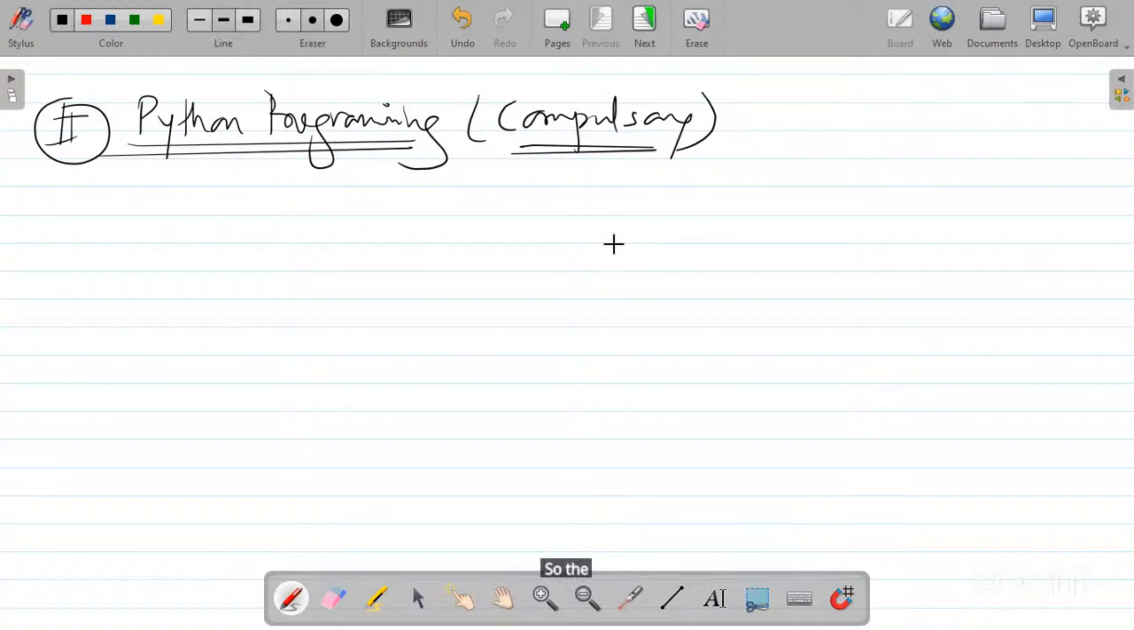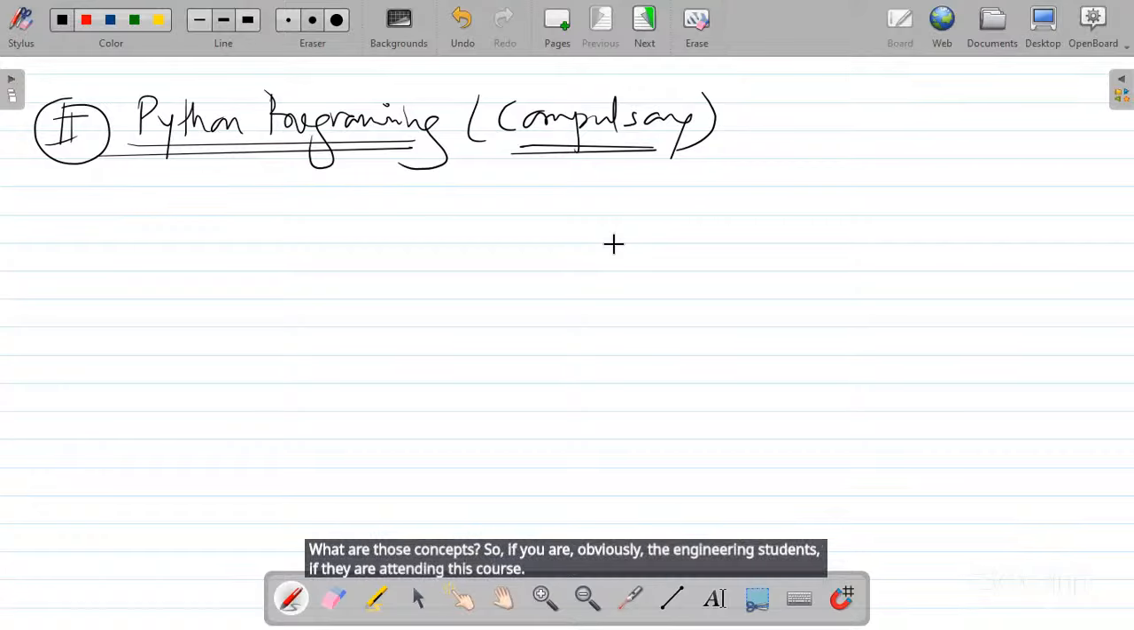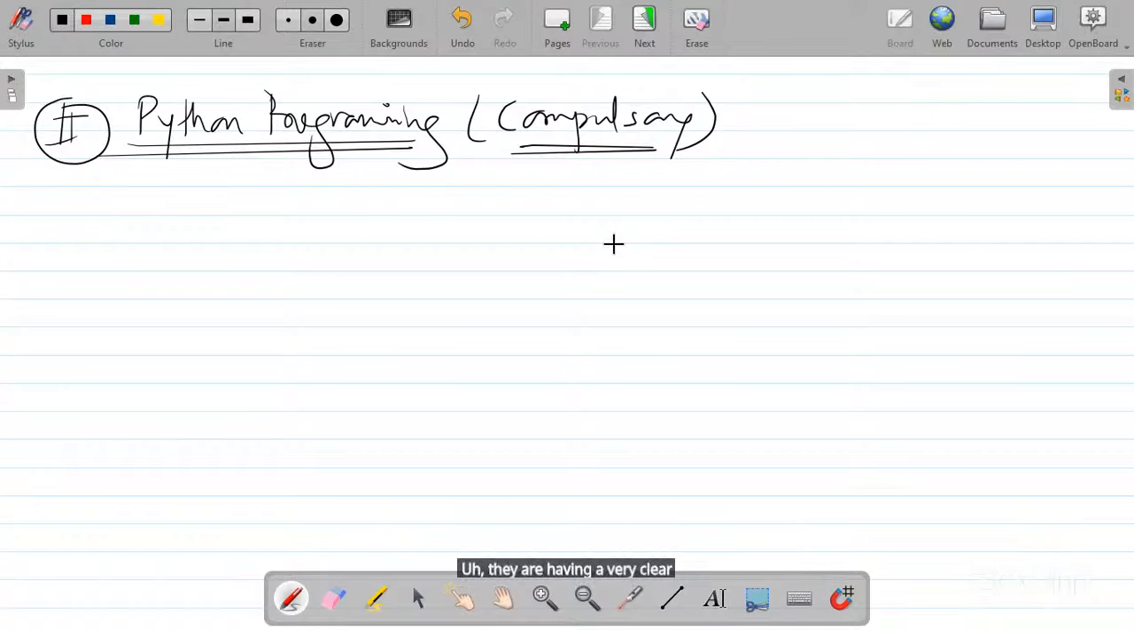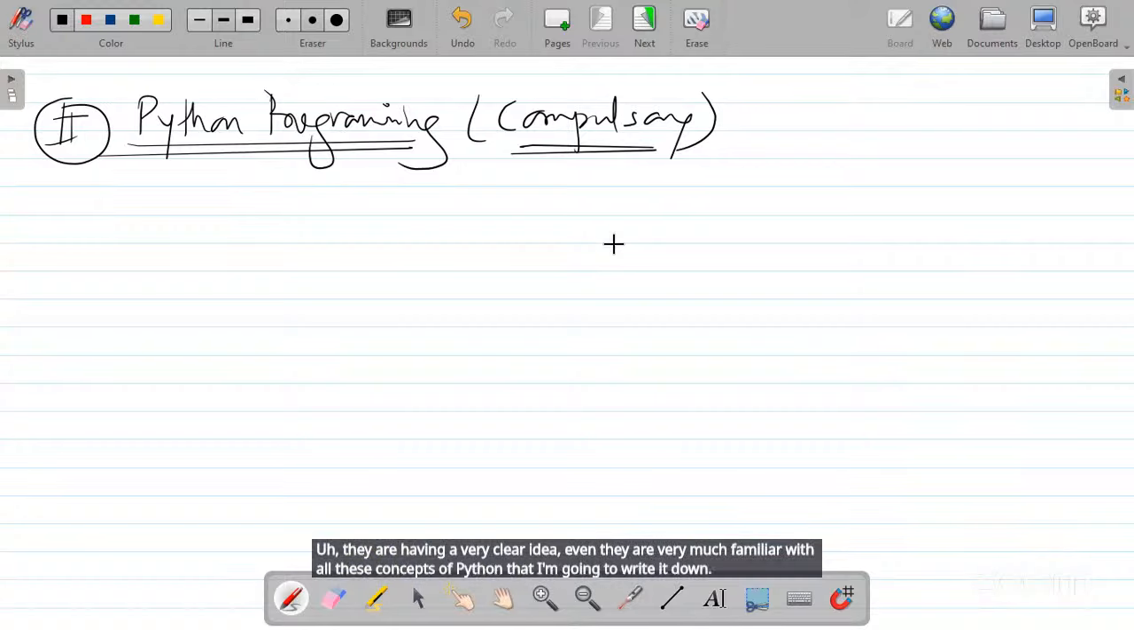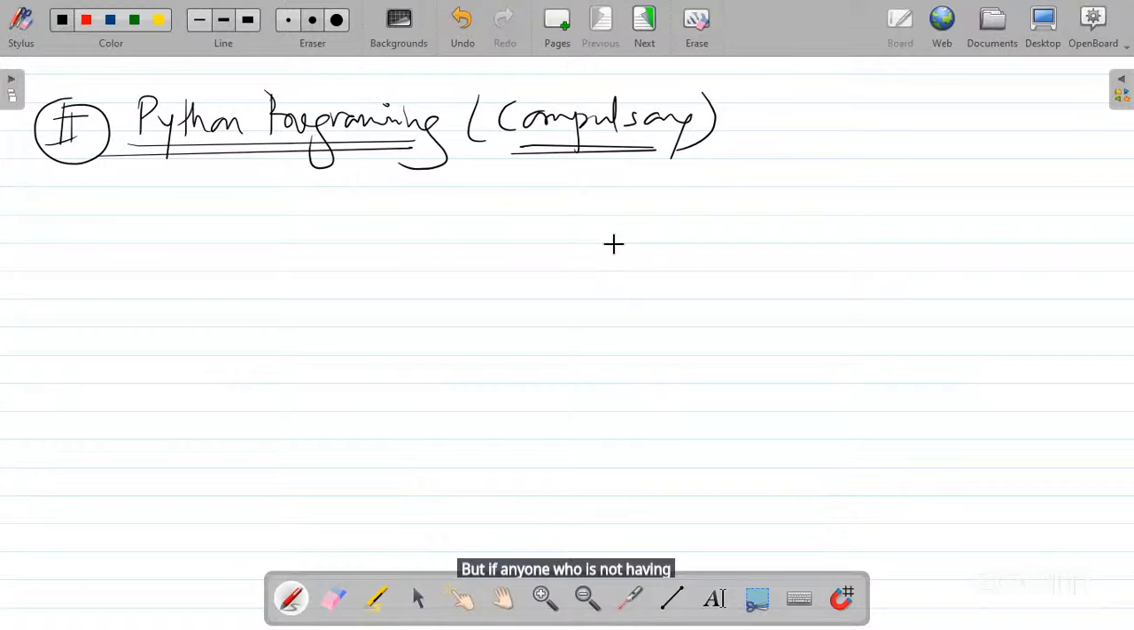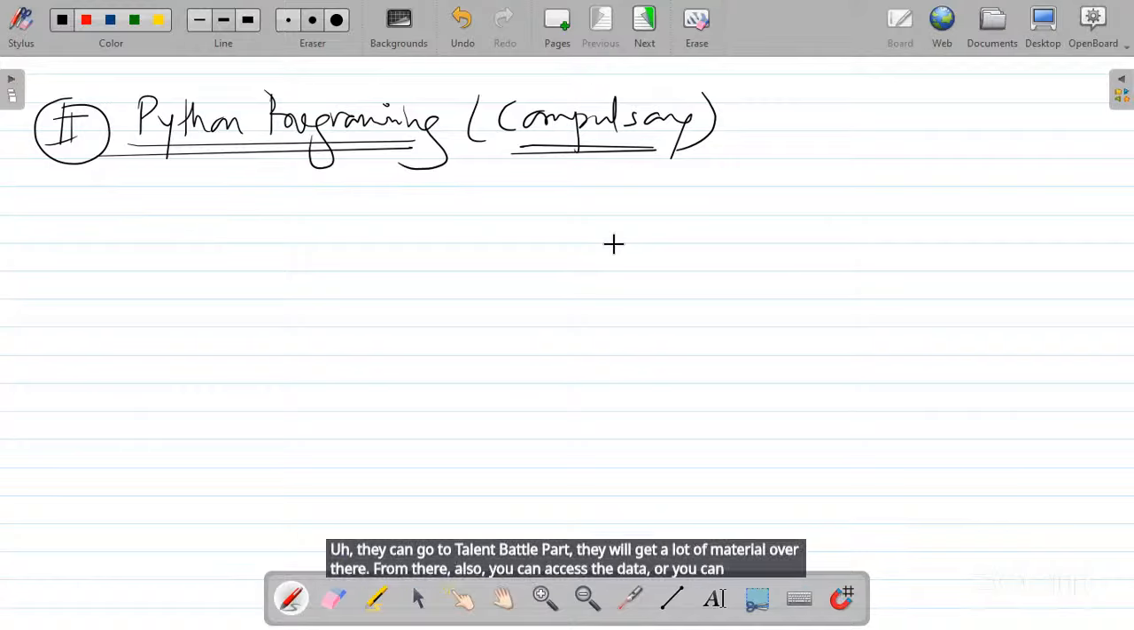So the core concepts of Python should be very clear, I would say. What are those concepts? If you are engineering students attending this course, you probably have a very clear idea. They are very much familiar with all these concepts of Python that I am going to write down. But anyone who does not have an idea about this can go to the Talent Battle part. They will get a lot of material over there. From there you can access the material, or you can do the research on your own as well, right?